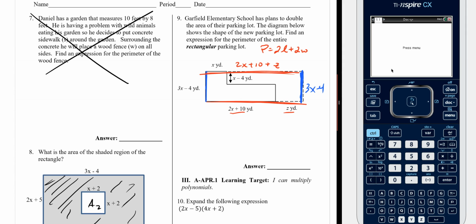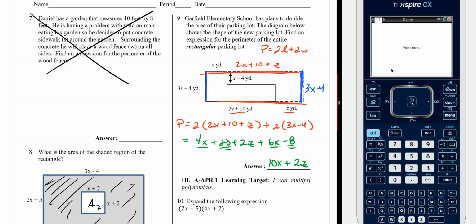So to get my perimeter, remember we can say the perimeter is 2 times the length plus 2 times the width. So we got P equals 2 times (2x plus 10 plus z) plus 2 times (3x minus 4). Distribute to get 4x plus 20 plus 2z plus 6x minus 8. Combine like terms. And I'm going to get 10x plus 2z plus 12.